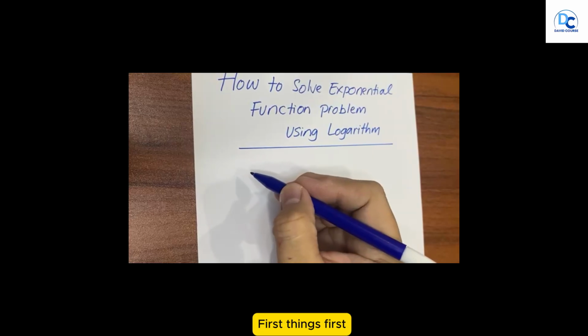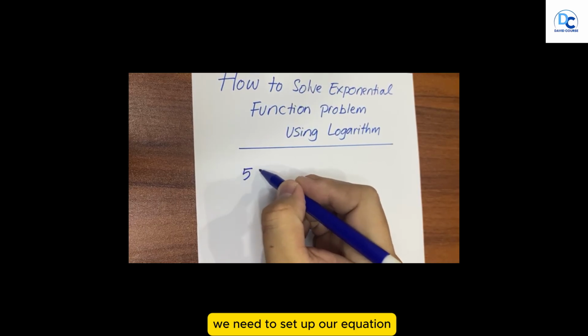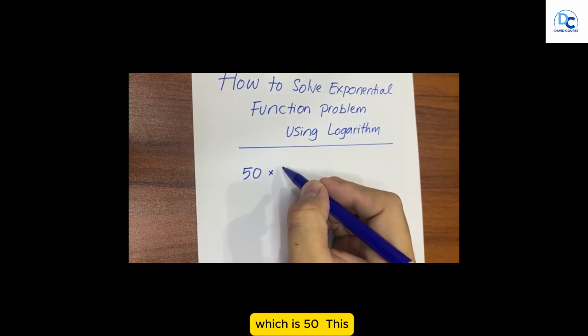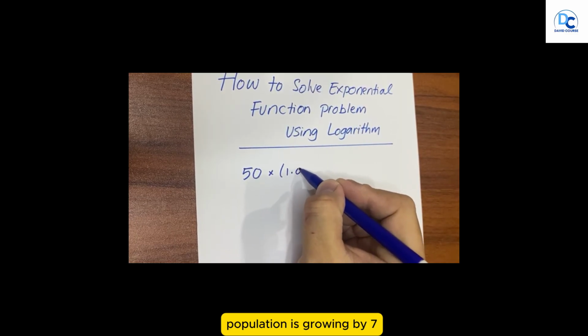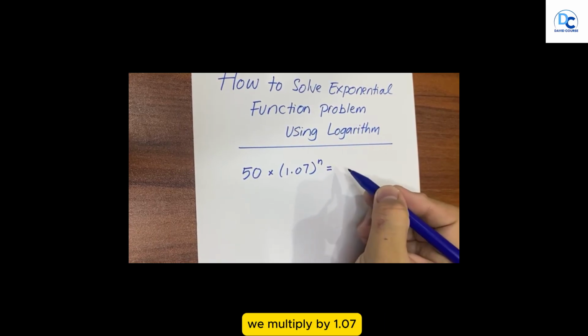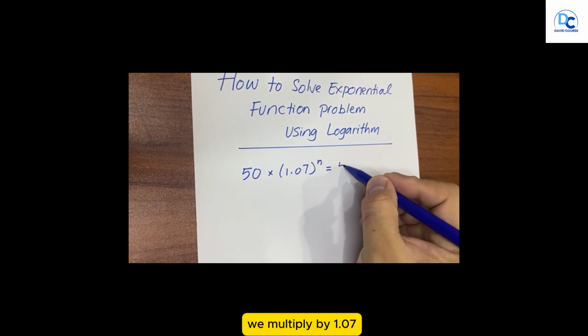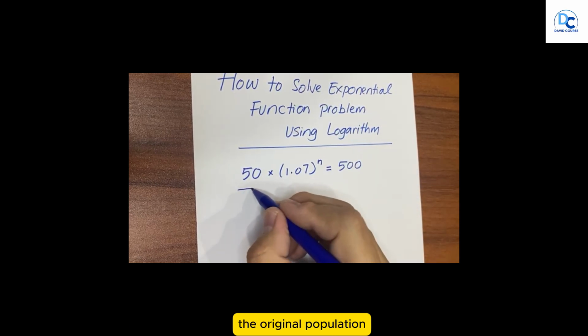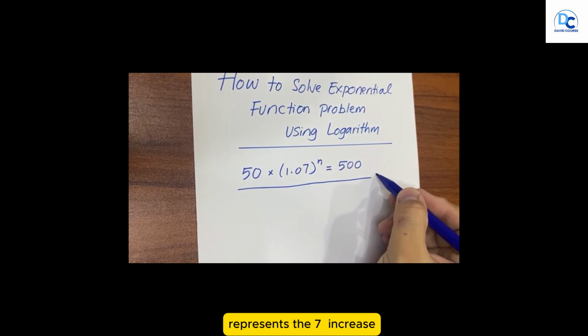First things first, we need to set up our equation. We start with our initial population, which is 50. This population is growing by 7% each week. To represent this growth, we multiply by 1.07. Why 1.07? Well, the 1 represents the original population, and the 7 represents the 7% increase.